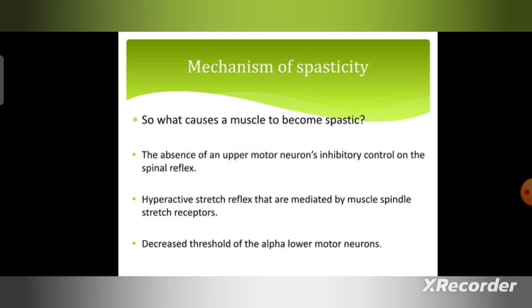And next is the mechanism of spasticity. So what causes a muscle to become spastic? The absence of upper motor neurons' inhibitory control on the spinal reflex, hyperactive stretch reflex that is mediated by muscle spindle stretch receptors, and decreased threshold of the alpha lower motor neurons.